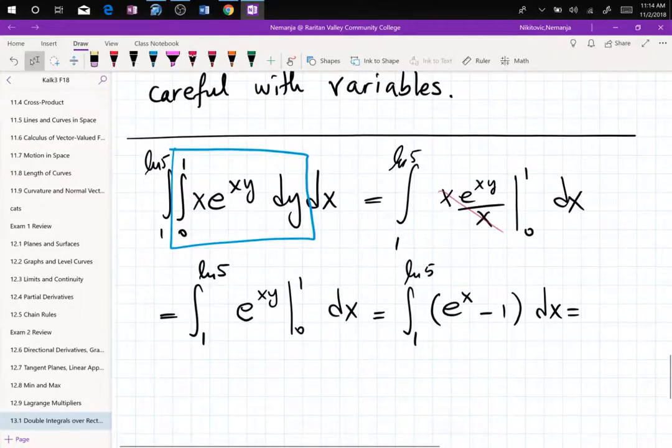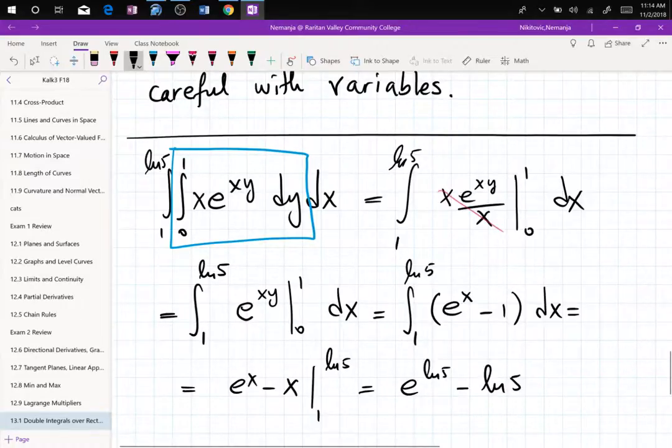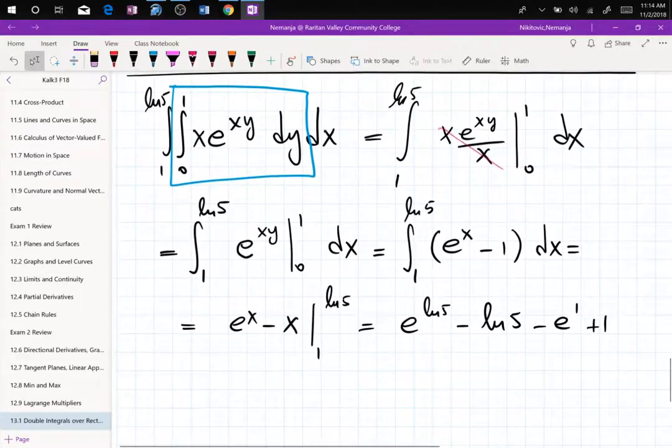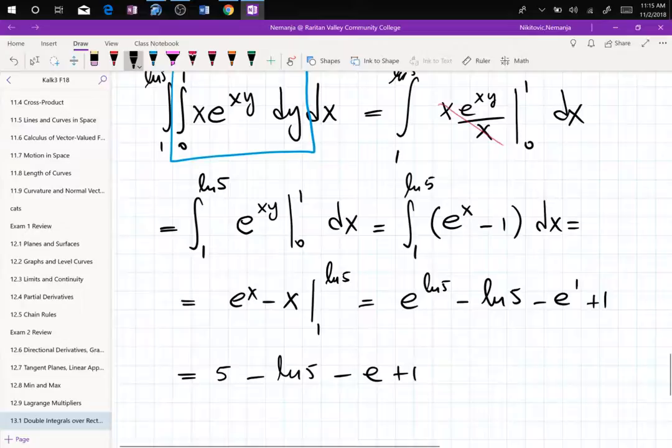So now I have to solve another problem. This is now pure Calc 1. Integral of e to the x minus 1 is e to the x minus x, computed from 1 to ln 5. So we have e to the ln 5 minus ln 5 minus e to the 1 plus 1. If you use the formula, it turns into plus, right? And now you have 5 minus ln 5 minus e plus 1 for a total of 6 minus ln 5 minus e.